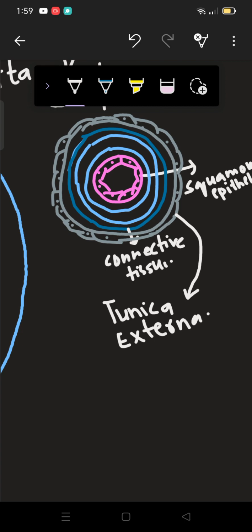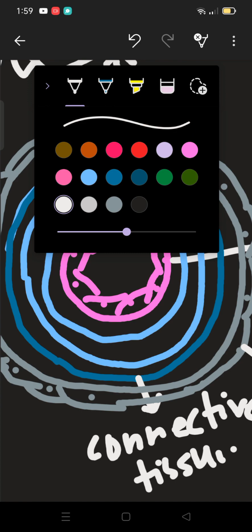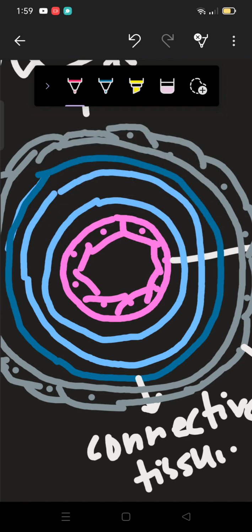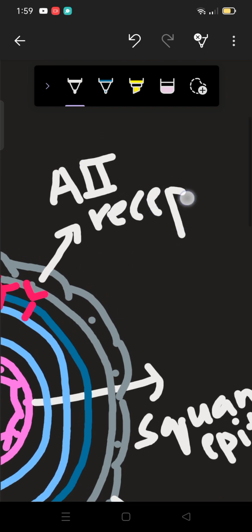Now what will happen is we have receptors here, receptors of angiotensin 2. We have the angiotensin 2 receptor in the artery. I am not making the whole thing, but I am making some receptors. These are receptors of angiotensin 2.